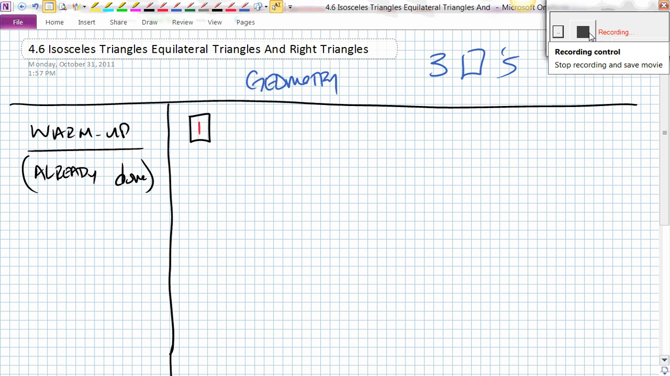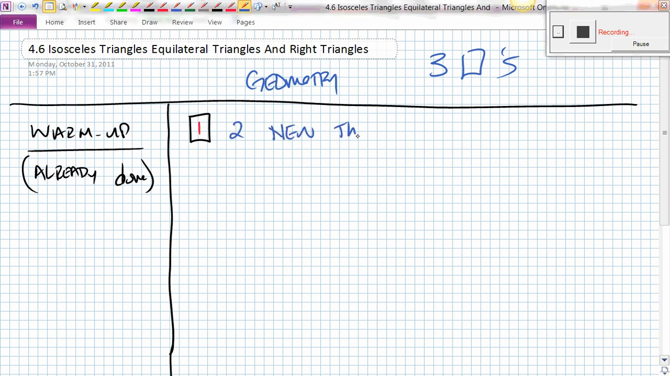Alright, so for today we're talking about 4.6 triangles: equilateral, right, and isosceles. There's 3 boxes we're going to try and cover today. We've got about 10 minutes to do it, so let's see how much we can get done. The first box, I'd like to introduce to you 2 new theorems. One's called theorem 4.6, and the other is called theorem 4.7. It's not so important what the names are, but in terms of what they are, okay?